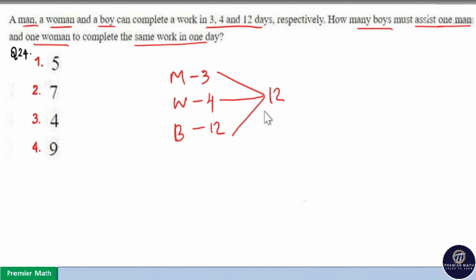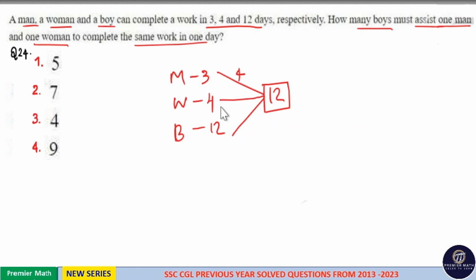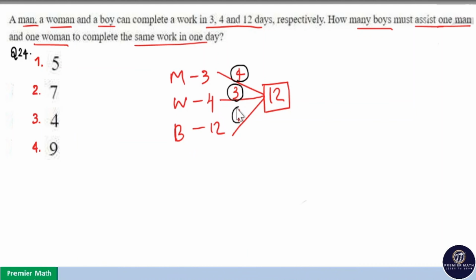LCM is equal to 12, which means total work is equal to 12 units. And 3 goes 4 times in 12, 4 goes 3 times in 12, 12 goes 1 time in 12, which means here a man can complete 4 units of work in a day, a woman can complete 3 units of work in a day, a boy can complete 1 unit of work in a day. Total work is 12 units, and we have to find how many boys must assist 1 man and 1 woman.